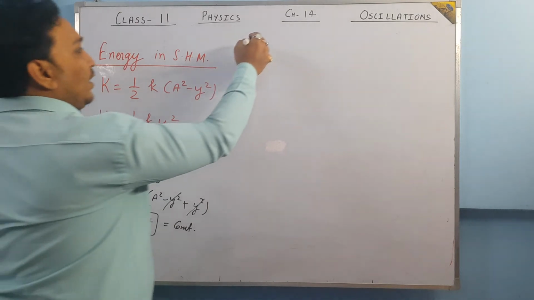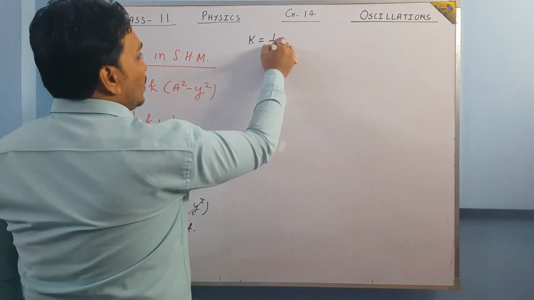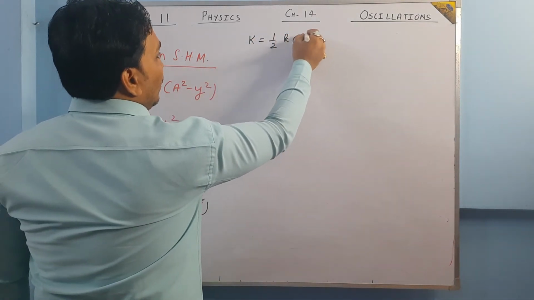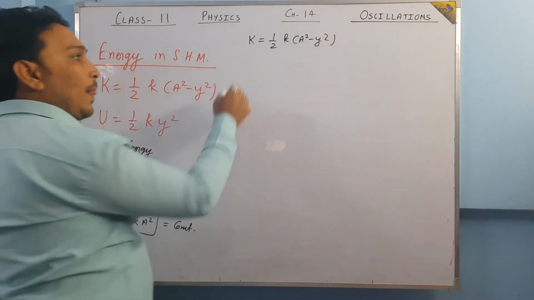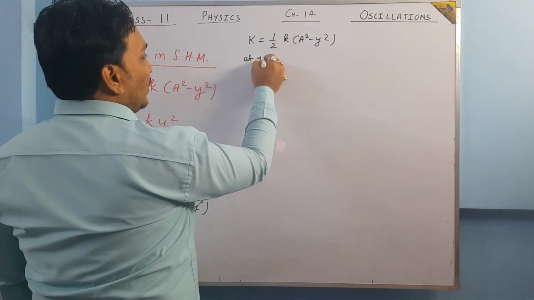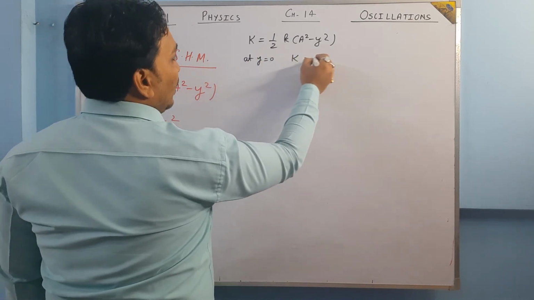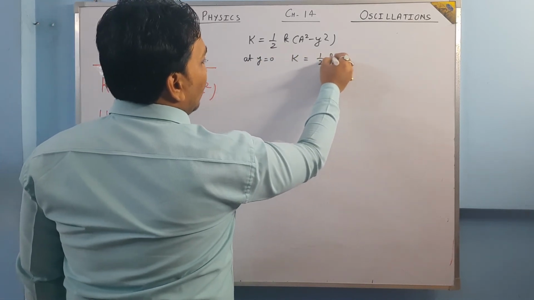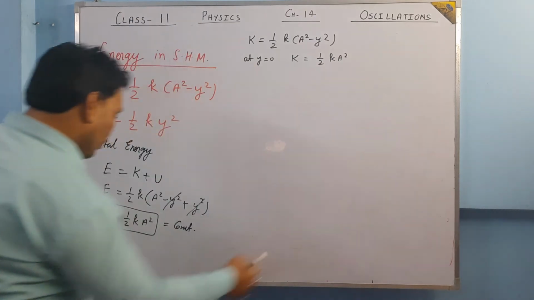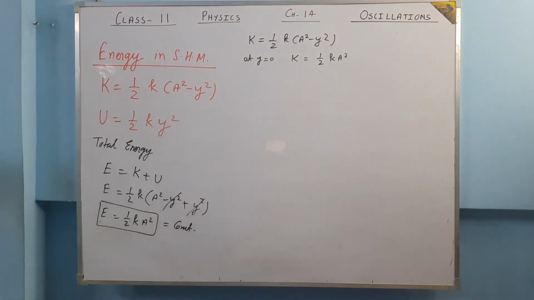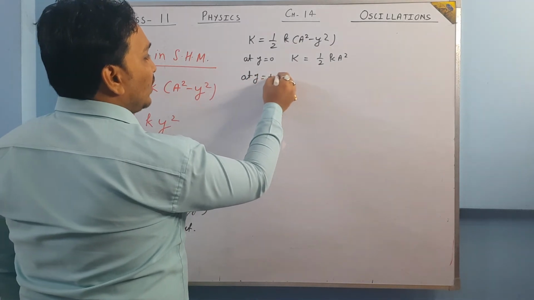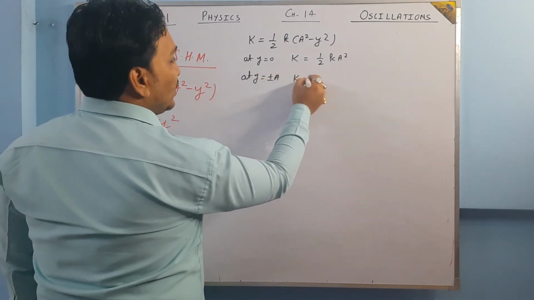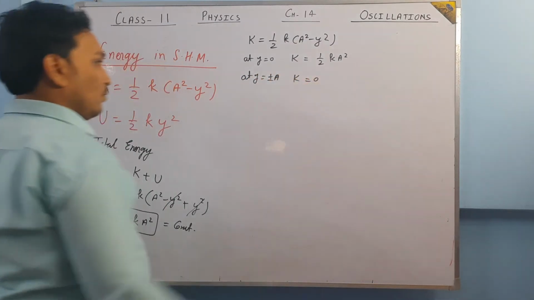Now just try to understand the variation. If I talk about kinetic energy, K is equal to half k a square minus y square, right? So at y is equal to 0, K comes out to be half k a square, which is equal to total energy. And at y is equal to plus minus a, K is equal to 0.